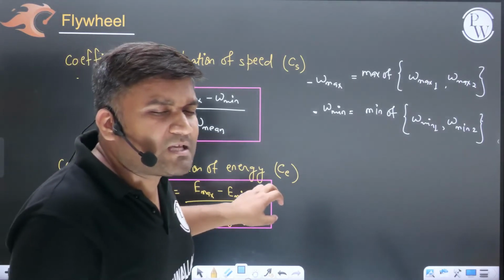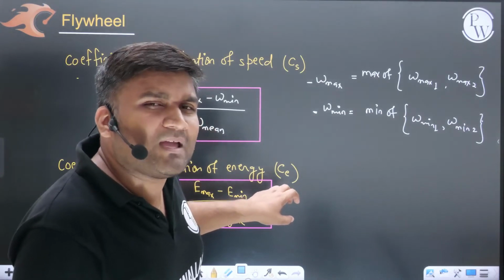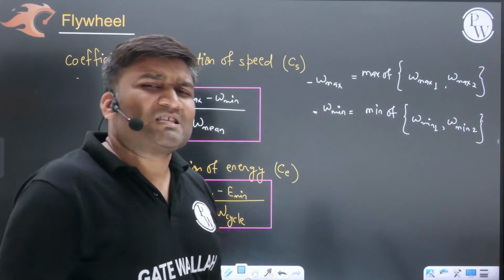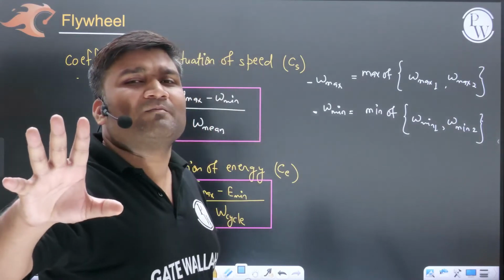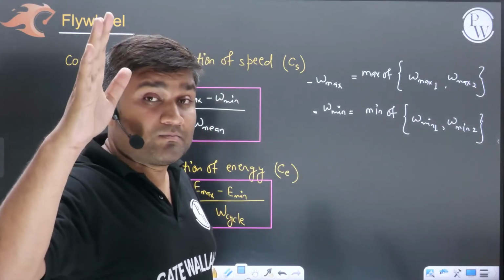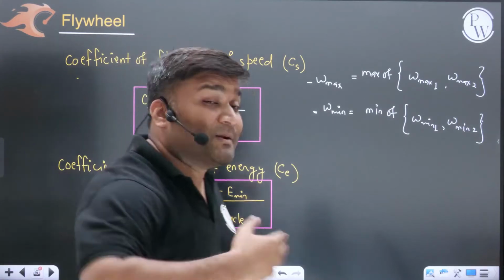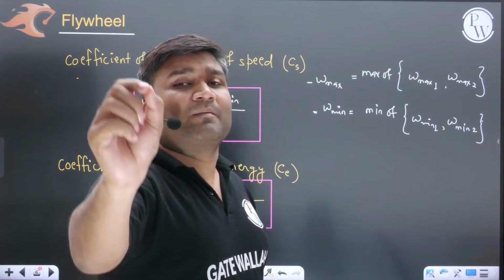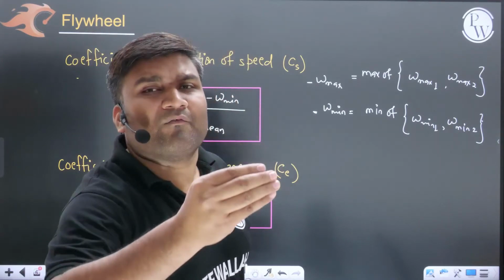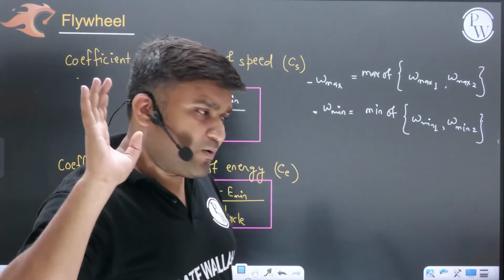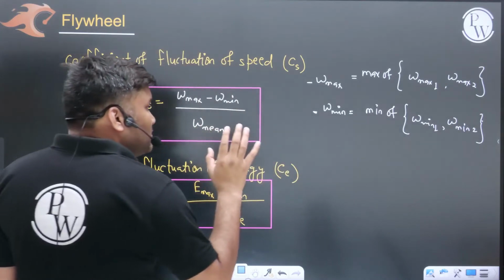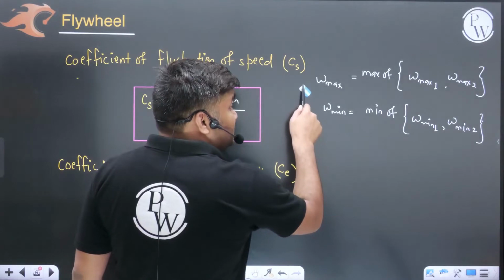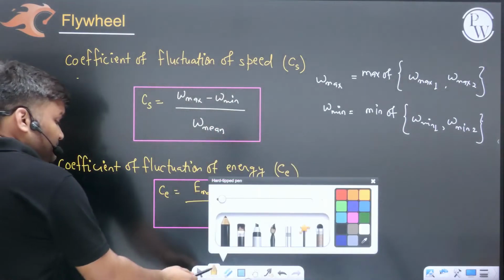Technically, if somebody asks me, sir, what is your dream? I will say, I want the coefficient of fluctuation of speed to be 0. Meaning, just by adding a flywheel, I want all the fluctuations to be gone. But that's not possible, that's my dream. It is best when this coefficient becomes 0 or very, very close to 0. Getting a point? The lesser the value, I will be happy, I will say my flywheel is better. Are these points understood?